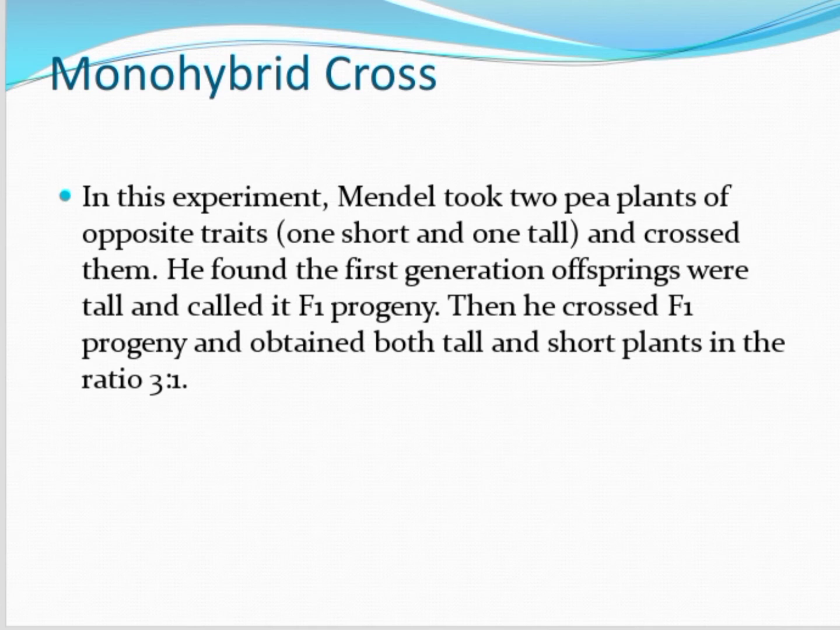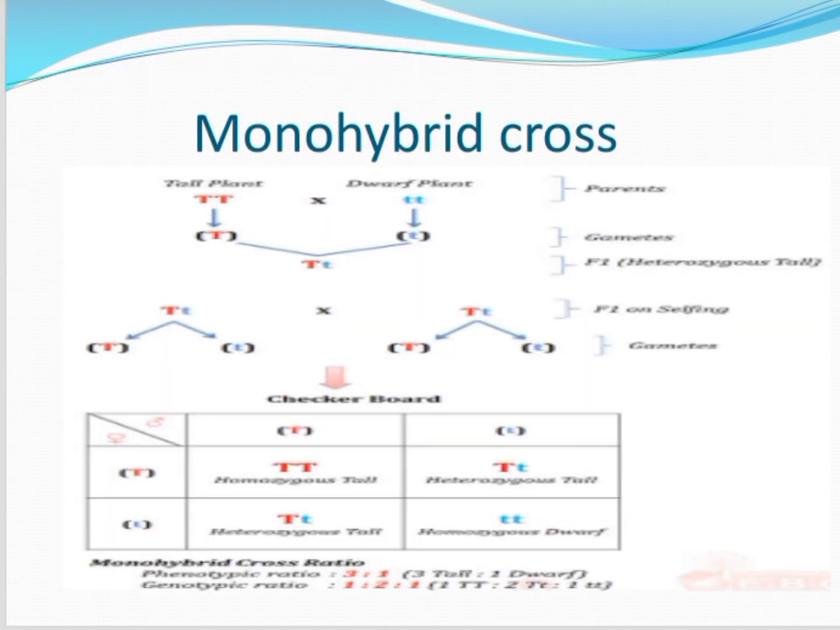So he chose two plants, one short and one tall, and he cross-pollinated them. After that, we get the F1 progeny, all tall plants. Then he self-pollinated all the F1 progeny, and he got this result. Here you can see the tall plant with the two alleles, capital T's. Tall is the dominant one. And the dwarf plant with the two small t's is the recessive one, so it will express only in the homozygous condition.